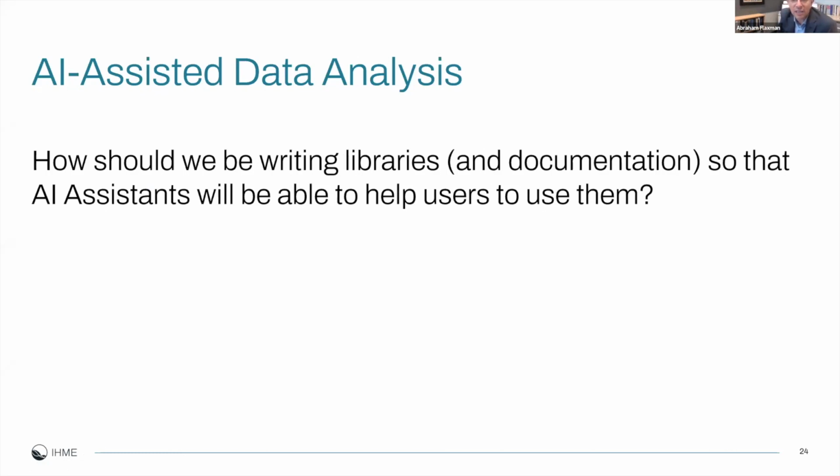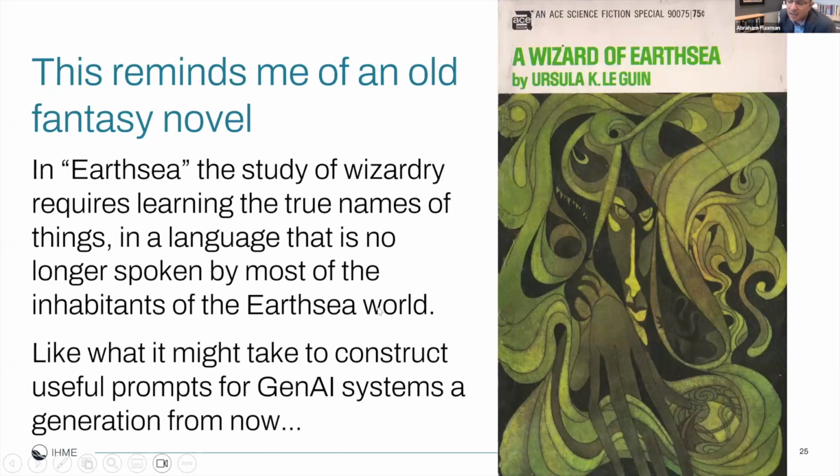How should I be writing libraries? And how should I be documenting these libraries so that in the future, AI assistants are going to be able to help my former students or public health professionals who I haven't had a chance to train and interact with when they want to use these tools in their own work? This is a very open question as far as I can tell right now. And so if people have thoughts on it, I'm very interested to know.